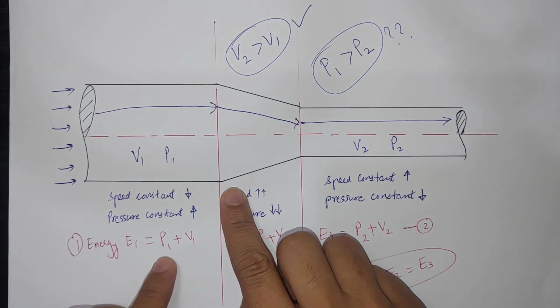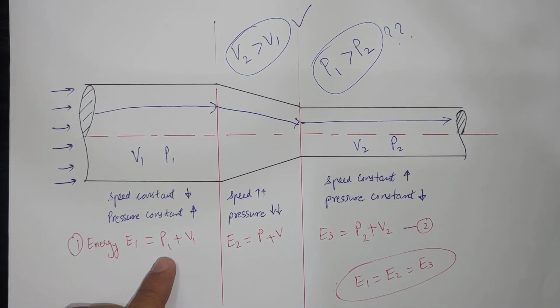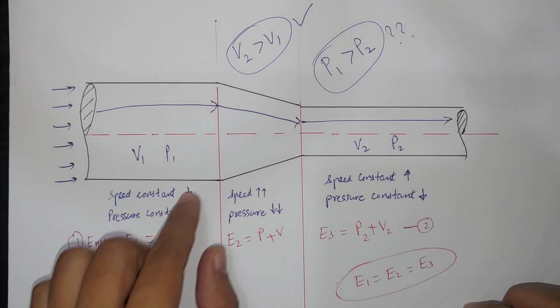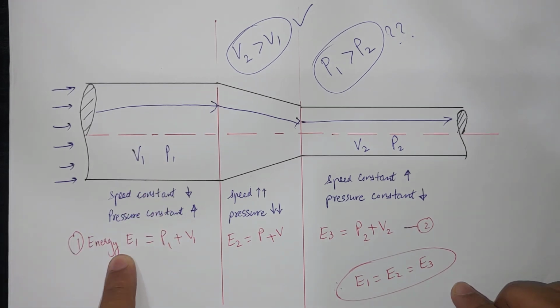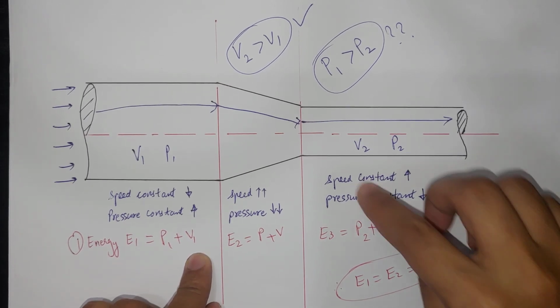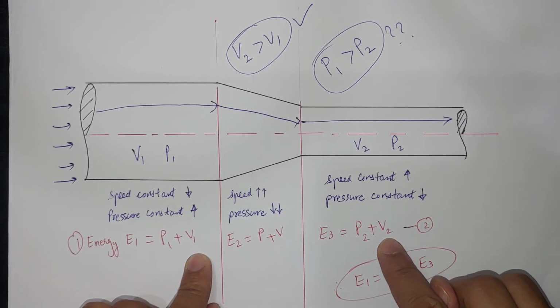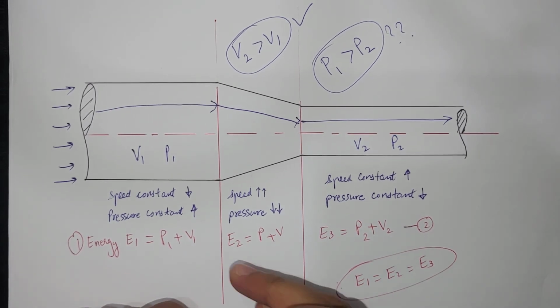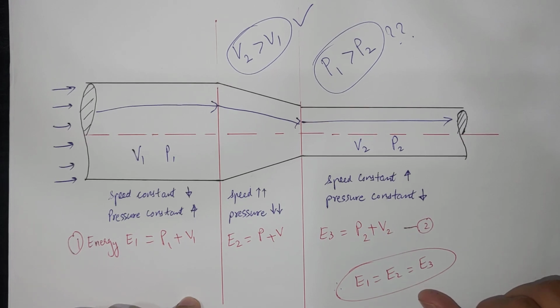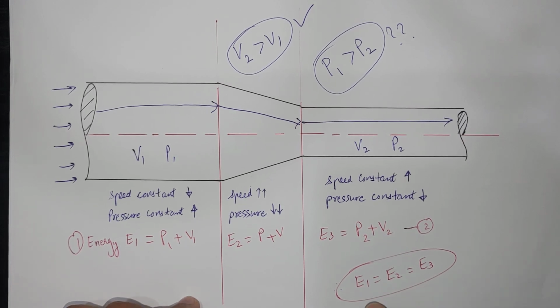Now to get the feeling that P1 is more than P2, we have to consider the energy conservation. So in this section there is an energy E1, which has two parts, the pressure energy and velocity energy. Similarly in this section there is a pressure P2 energy and velocity energy, and in all the three sections, as per the energy conservation law, the energy E1, E2 and E3 should all be the same.